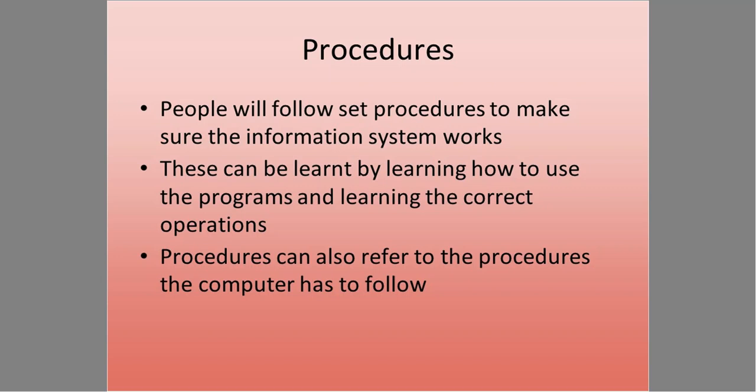Now, the next two parts of the information system are often grouped together. These are called the software and the hardware, and they both are very important parts of information systems, and also important parts of any computer system as well. Does anybody know the difference between software and hardware before we move on?